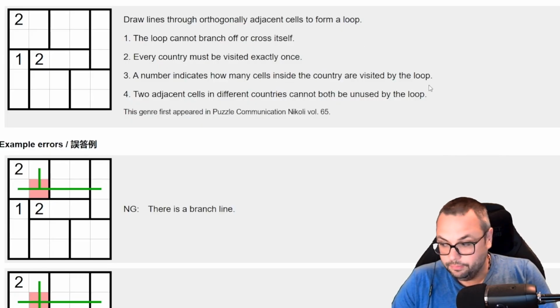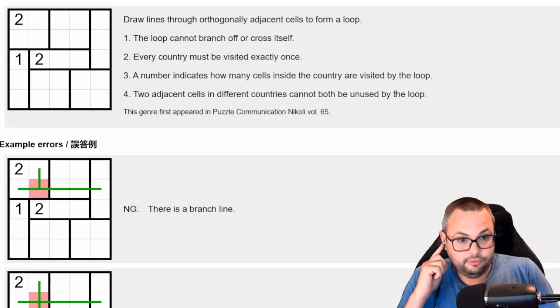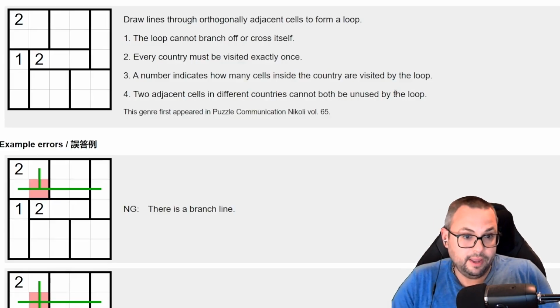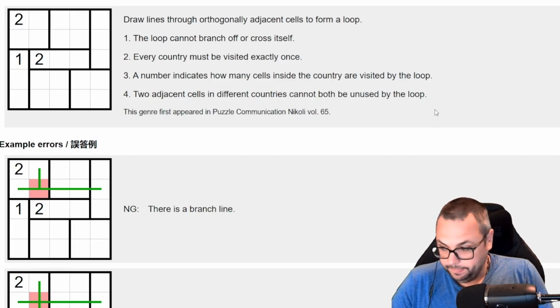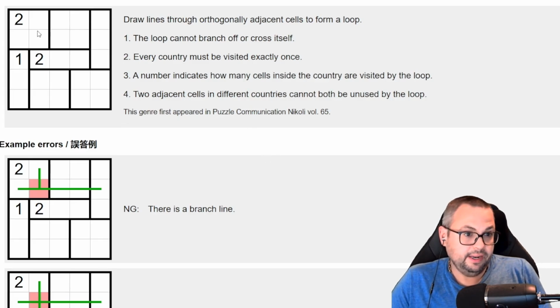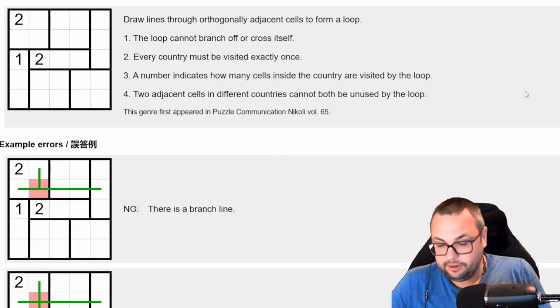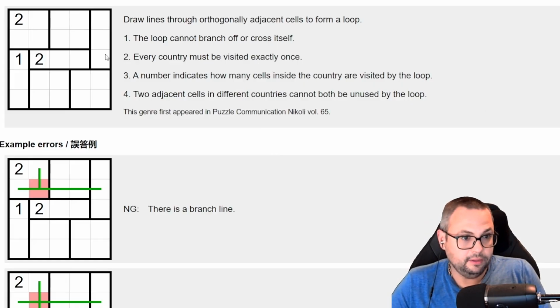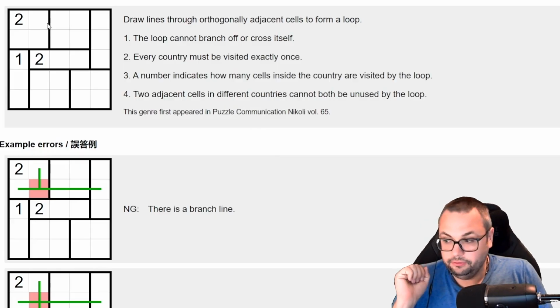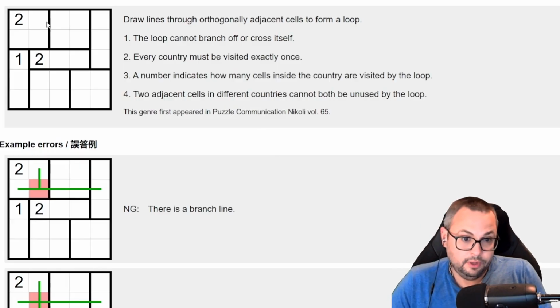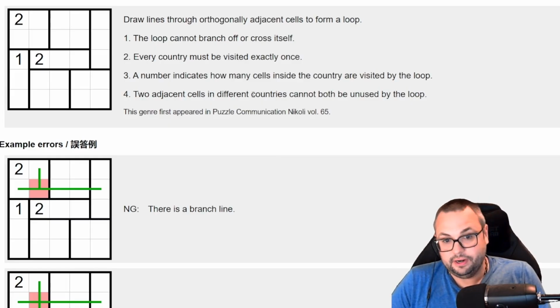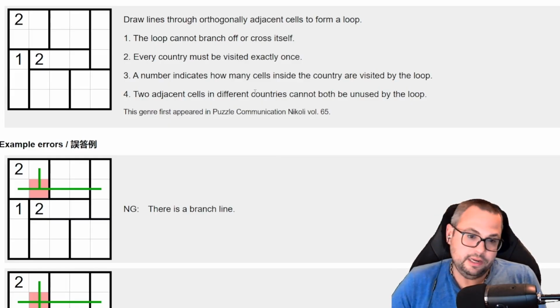So we have here the rules of country road. The puzzle asks you to draw a loop in the traditional sense. The loop's not allowed to branch. It's not allowed to cross itself, as usual. Every region that we divide the grid into must be visited exactly once. A number indicates how many cells in that country, as they are called, are visited by the loop. And then, as in every pencil puzzle genre, there's one weird, hard to wrap your brain around rule, which is that two adjacent cells in different countries cannot both be unused by the loop.